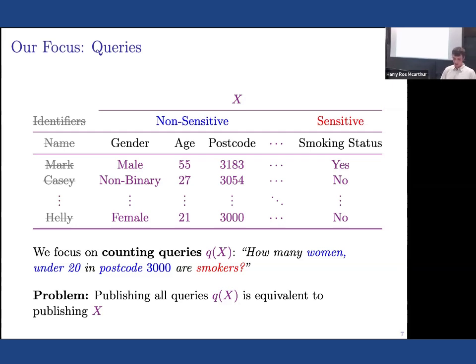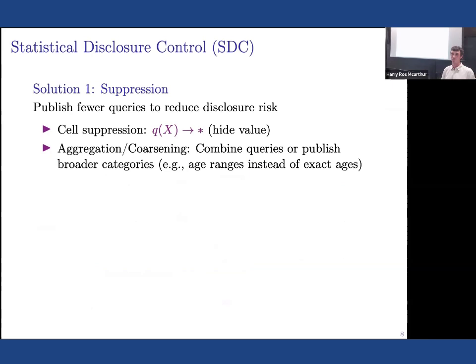So what can you do if you can't publish all the queries? You can publish less of them. This is known as suppression. Rather than publishing a count of a query, Q of X, you publish a star or a symbol that indicates you've suppressed that value, or you could just publish a 0. That's an explicit way of suppressing the amount of information that you publish.